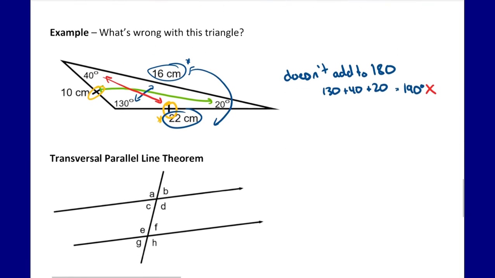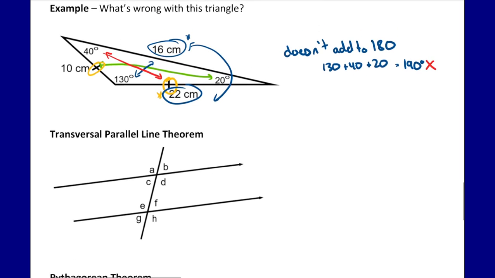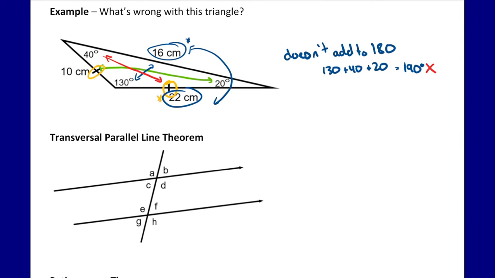Looking at the transversal parallel line theorem, we've looked at this in the past. There are 3 letter patterns that we may come across. Those 3 letter patterns are the C pattern, and in this one, the 2 angles, D and F, D plus F equals 180. So that's what the C pattern looks at.